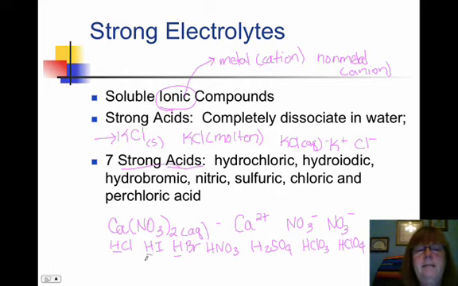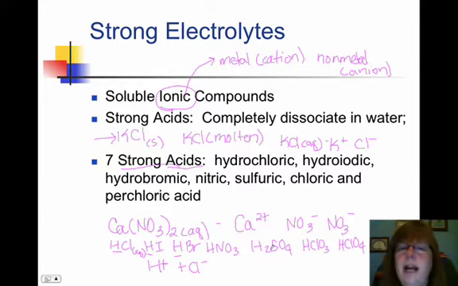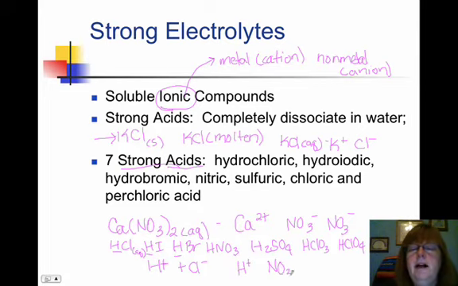Strong acids pop off their proton. So hydrochloric acid, if it's a solution of hydrochloric acid, aq, has an H+ and a Cl- in solution. It pops off the H+. These strong acids do this in solution. So nitric acid, a strong electrolyte, has the proton off and then the nitrate ion, and so it's a strong electrolyte.